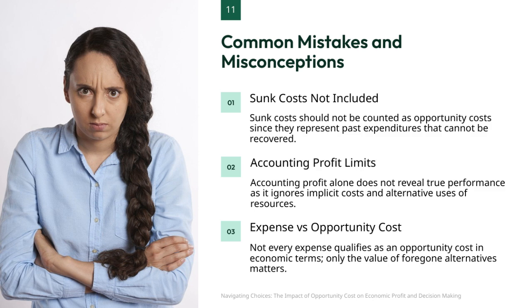Next, we consider the limitations of accounting profit. While it shows us a company's earnings, accounting profit doesn't tell the full story because it ignores implicit costs and the value of alternative uses of resources. This means relying solely on accounting profit can mislead us when assessing true performance.